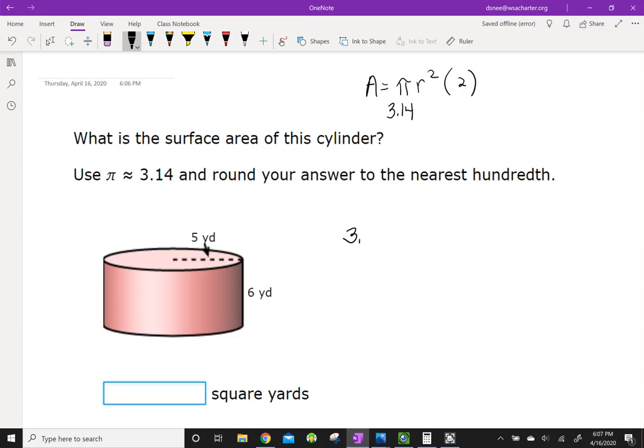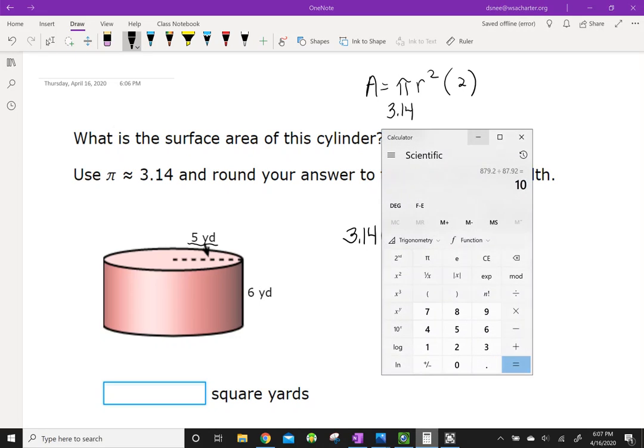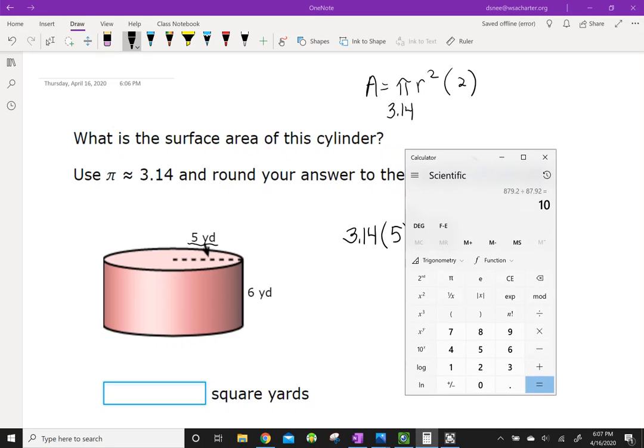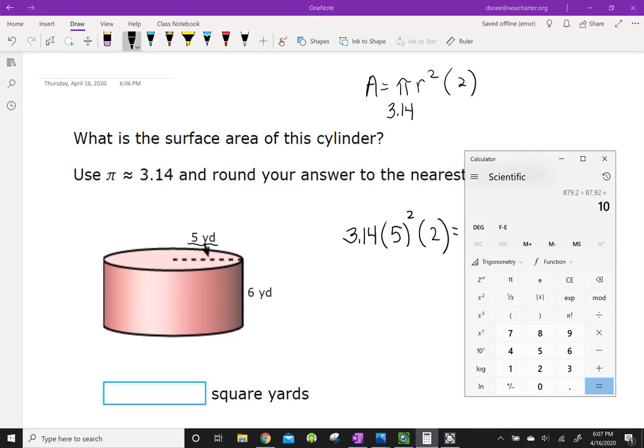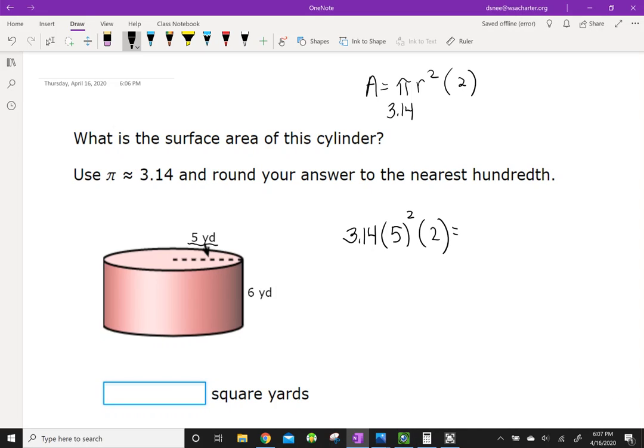So 3.14 times the radius of 5 squared times 2 equals, let's grab a calculator, 3.14 times 25, that's 5 squared, times 2 equals 157. So we have 157 yards squared. That's the area of the circles.